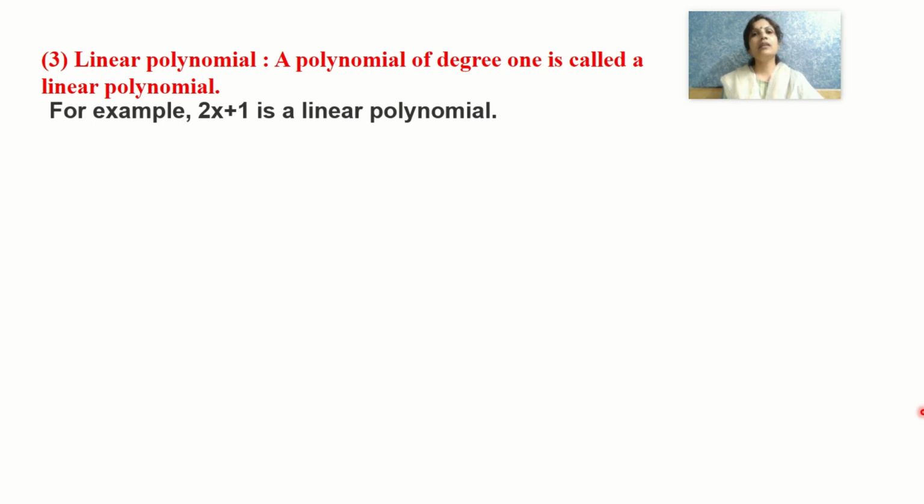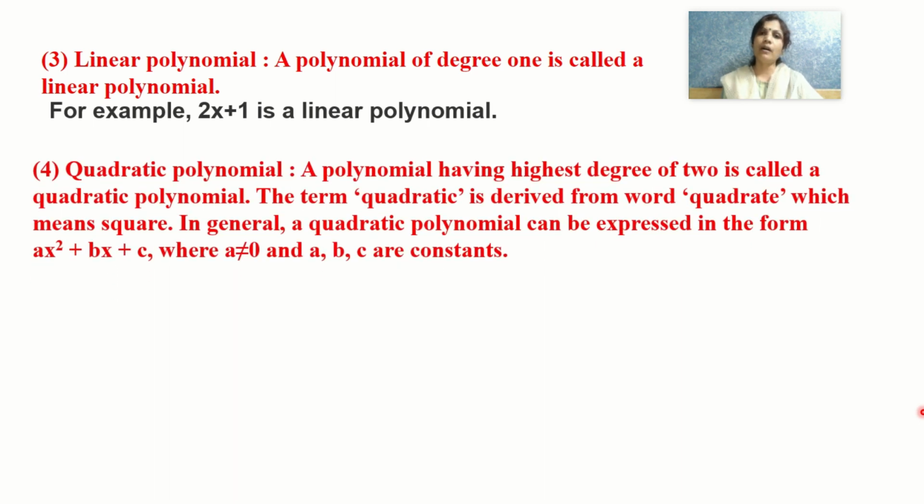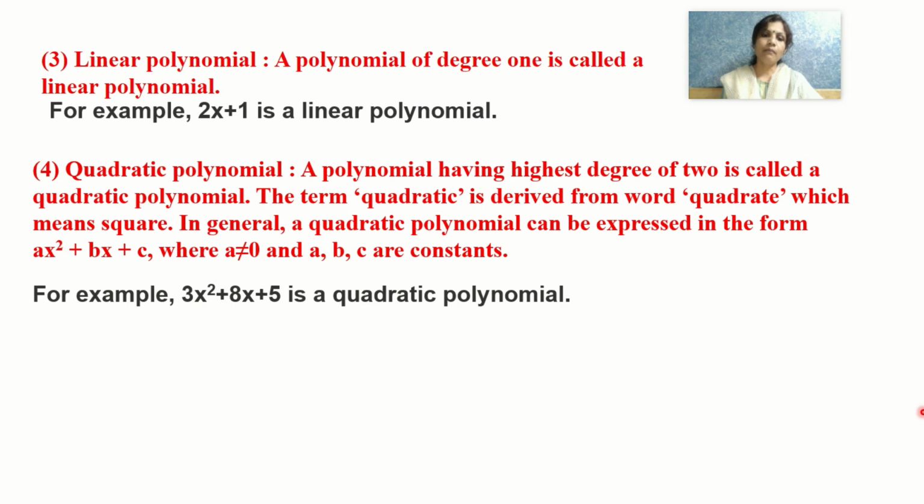The second type of polynomial is the quadratic polynomial. Children, we have learnt about quadratic equations, and you are all aware that when the power of the variable is 2, we call that equation a quadratic equation. Similarly, in an algebraic expression, if the power of the variable is 2, then the polynomial can be expressed in the form ax squared plus bx plus c, where a is not equal to 0 and a, b, c are constants, and such polynomials are quadratic polynomials. So 3x squared plus 8x plus 5 is an example of a quadratic polynomial because the power of the variable is 2.